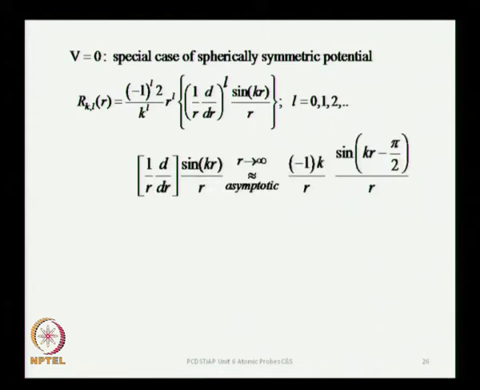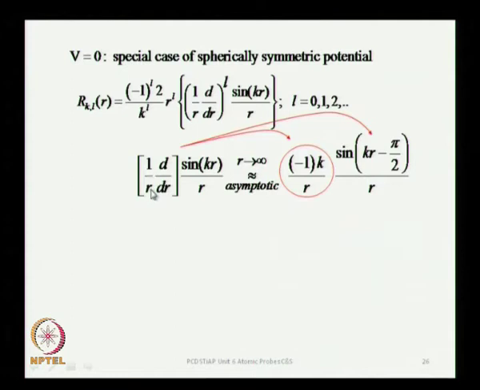And all you need to do is to operate by this operator 1 over r d over dr on this function sin kr over r, which is a solution for L equal to 0. Now, you need to operate L times, and every time you operate by this operator, you get the same function, which is the sinusoidal function divided by r. But the argument of the sinusoidal function is phase shifted. It is no longer kr as it was for L equal to 0, but it is phase shifted, and it drops by a factor of pi by 2 every time you operate by 1 over r d over dr.